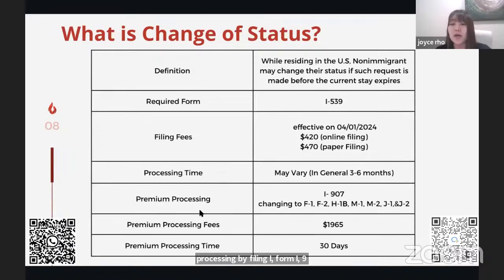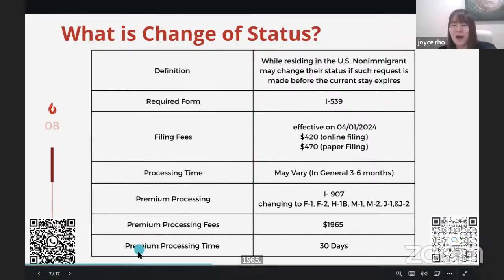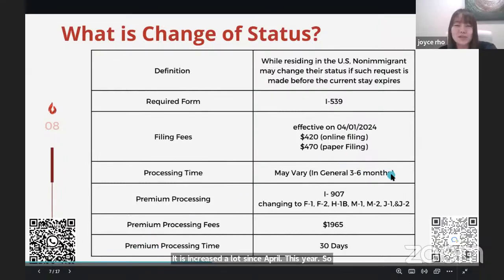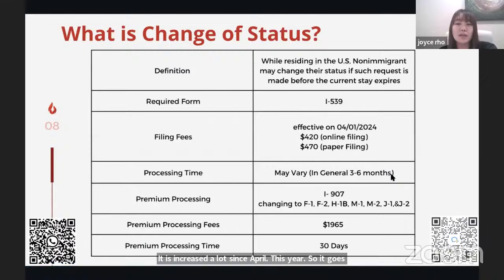And the good thing is that you can request premium processing by filing Form I-907, especially if you want to change your status to F1, F2, H1B, or J1, J2. To do that, you have to pay more fee, which is $1,965. It has increased a lot since April of this year. So it costs a lot, but with this procedure, you can get an update from the USCIS in 30 days from the filing date of your Form I-907. So yes, more cost, but convenient when you need a quick response.